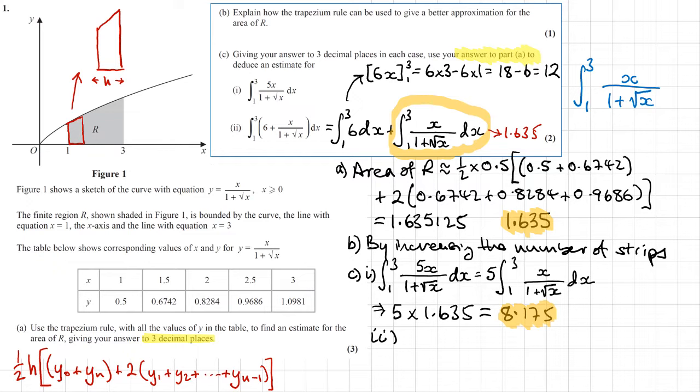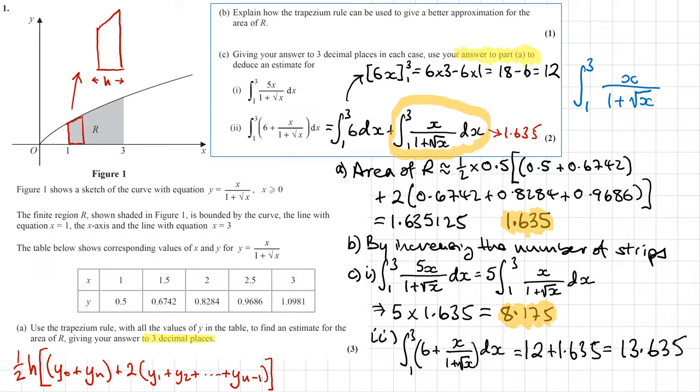So this integral that I'm trying to find an estimate for the area for, let's put dx on the end. Actually, I don't need a bracket here. Let's put a bracket at the front there. That's equal to this bit which we worked out, which is 12, plus the 1.635 we got from part A. So that gives us 13.635.